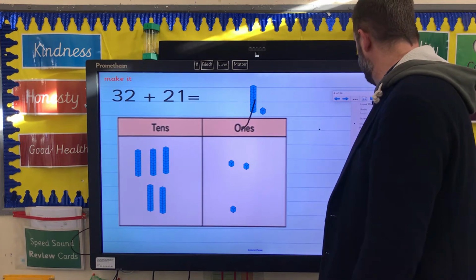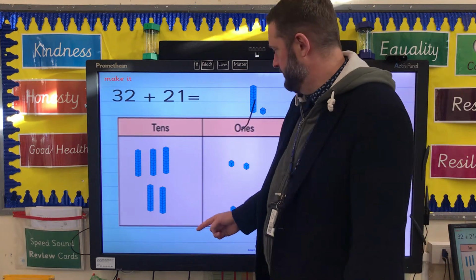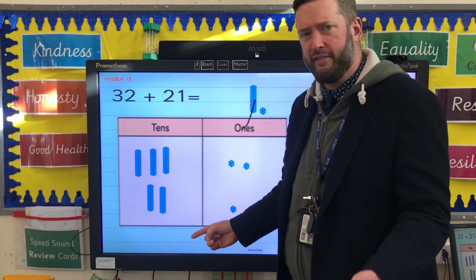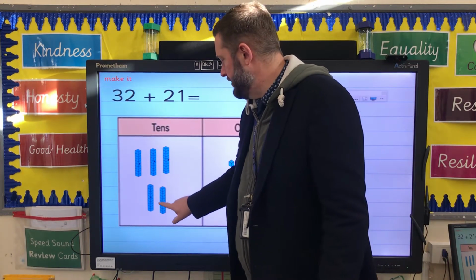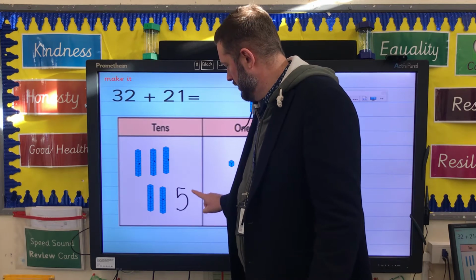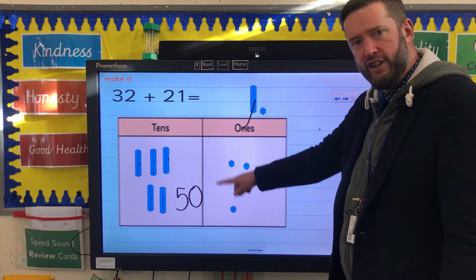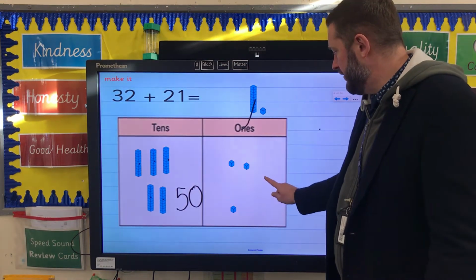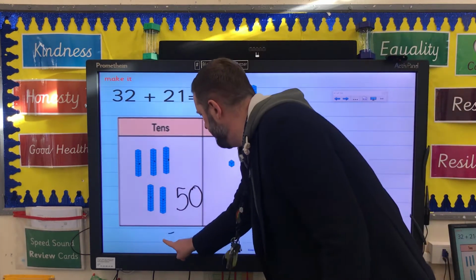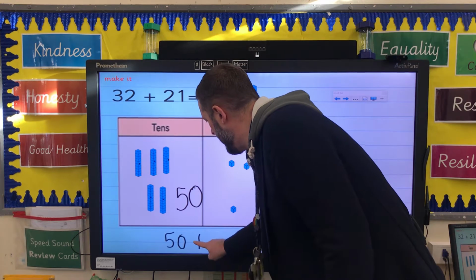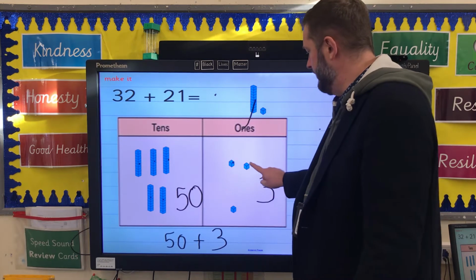Now I'm going to count my tens. Do you know how many tens there are without counting? That's right, there are 5. Do you know what that is? 10, 20, 30, 40, 50. So I've got 50, 5 tens. How many ones have I got? Can you look and say? That's right, I've got 3. So what's my answer then? 50 and 3. Count them all up. 50, 51, 52, 53.